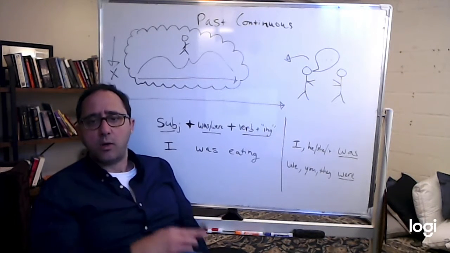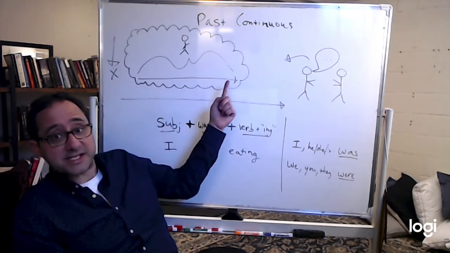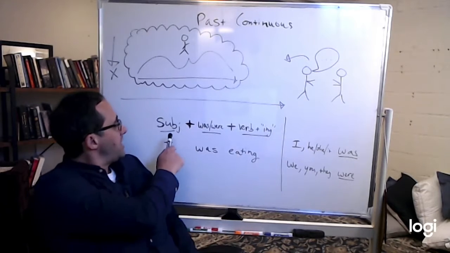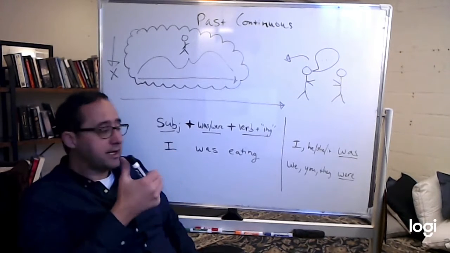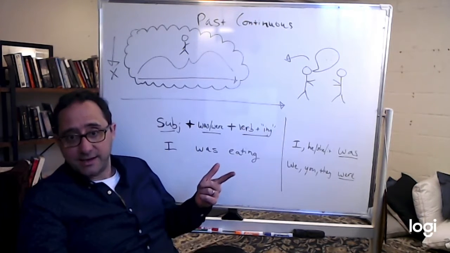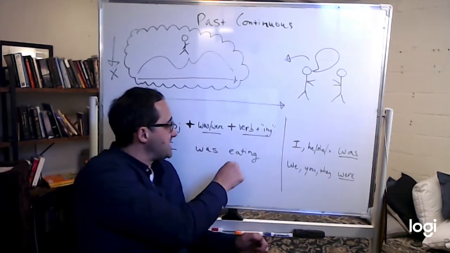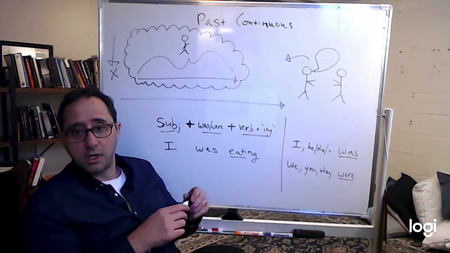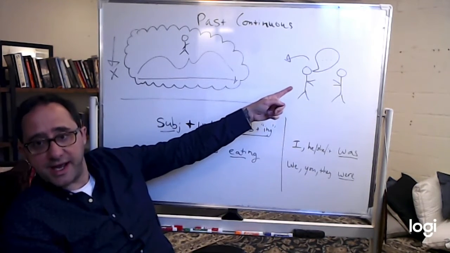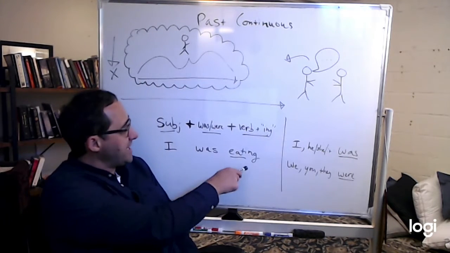But they say, what were you doing yesterday in the afternoon? Now we're going to do the past continuous. This is how we do it. You put the subject in, I, you, he, she, it, we, they, add was or were, and then the verb base plus ing. So, what were you doing yesterday afternoon? I was eating. I was eating.